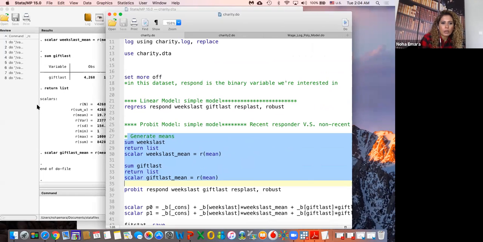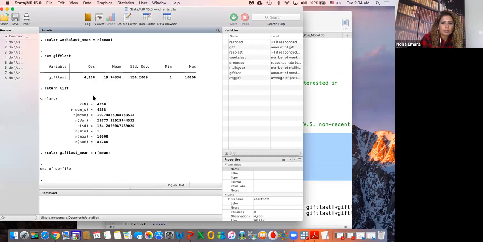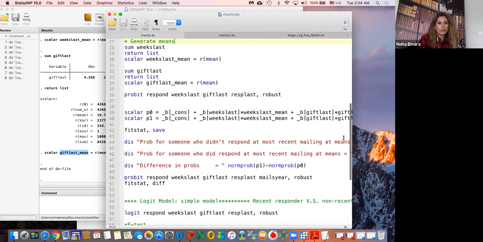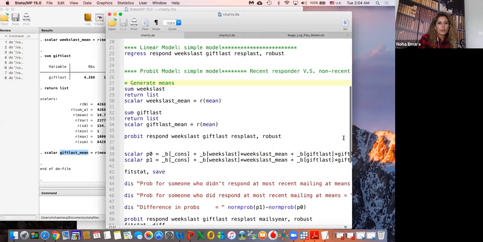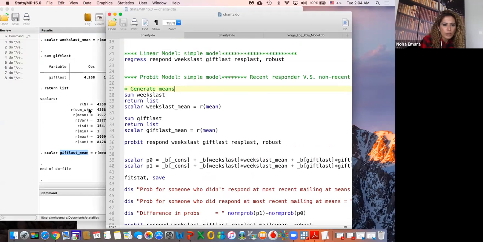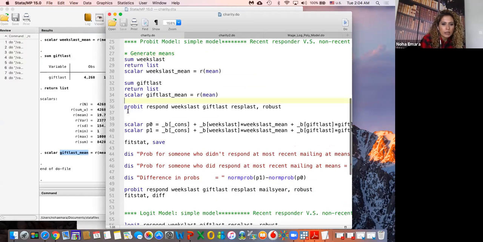Okay, so we got the means for the variable. And what we are interested in, remember, is this one. So that's why we are extracting it here and naming it anything. I'm naming it gift last mean because it's easier to remember. And next, we're doing the same thing for week last. We did already week last. Week last name. And then the probit model.